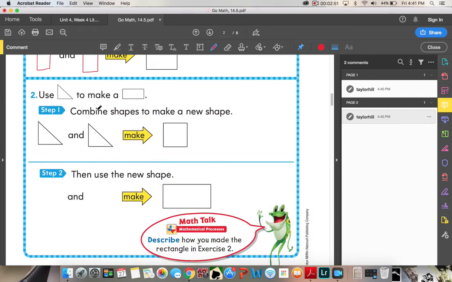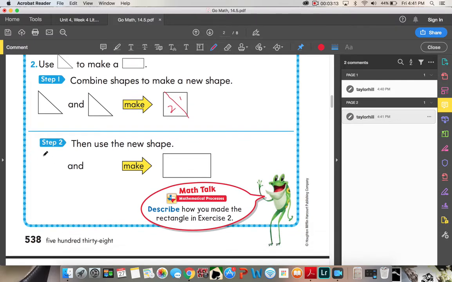Use triangles to make a rectangle. Step 1. Combine shapes to make a new shape. Triangle 1 and triangle 2 make a square. You can divide the square diagonally and then that's when you'll be able to visually see the two triangles. There's 1 and there's 2. Alright, then use the new shape. So the new shape is what? Not a triangle, a square.